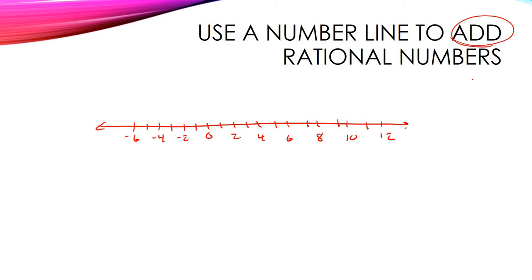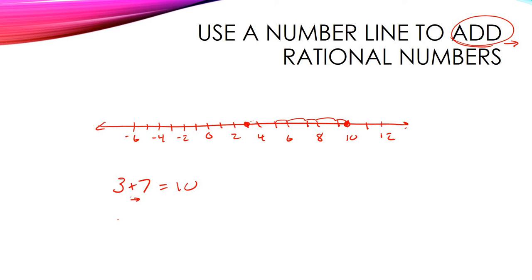So if we're adding, we are moving to the right. That's positive. If we are subtracting, we're moving to the left. So let's start with addition. Let's do a simple 3 plus 7. So I start at positive 3 on the number line, and add means go to the right. So if I count 1, 2, 3, 4, 5, 6, 7, I end up at 10. So 3 plus 7 is 10.